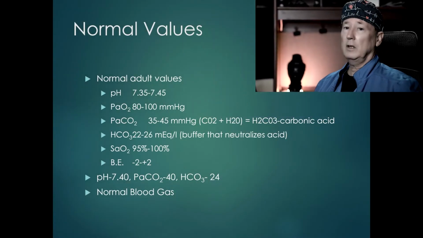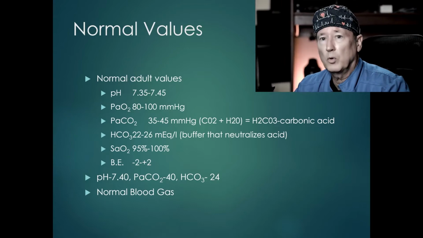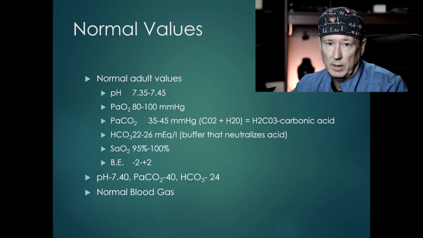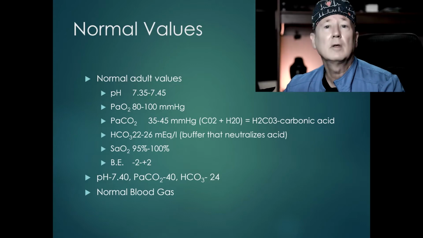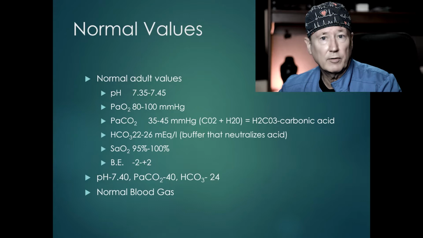In blood gas interpretation, the pH is important. You have to know normal, 7.35 to 7.45. You just have to remember that. And the CO2 is 35 to 45. That kind of helps, because it's 7.35 to 7.45 and 35 to 45.